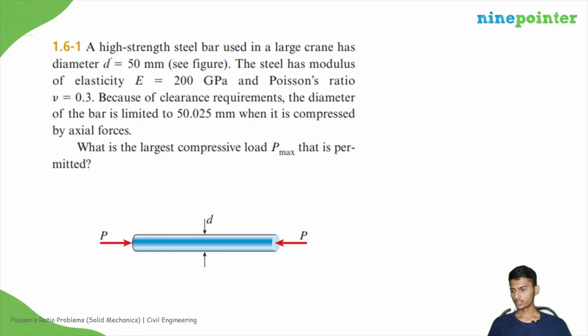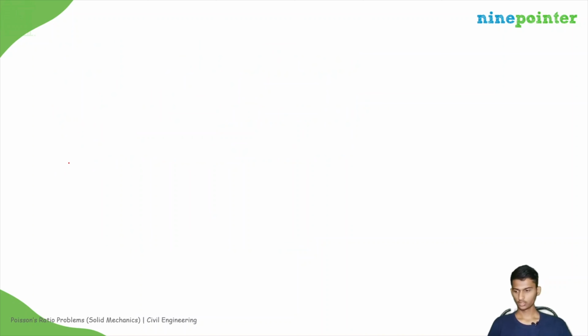The question is, there is a high strength steel bar which is used in large cranes. The diameter of the steel bar is given and its E value is also given. The Poisson's ratio is 0.3. Because of some requirements, the diameter of the bar is limited to 50.025 mm when it is compressed by axial forces. Then what is the largest compressive load Pmax that is permitted? Okay, let us do the question.